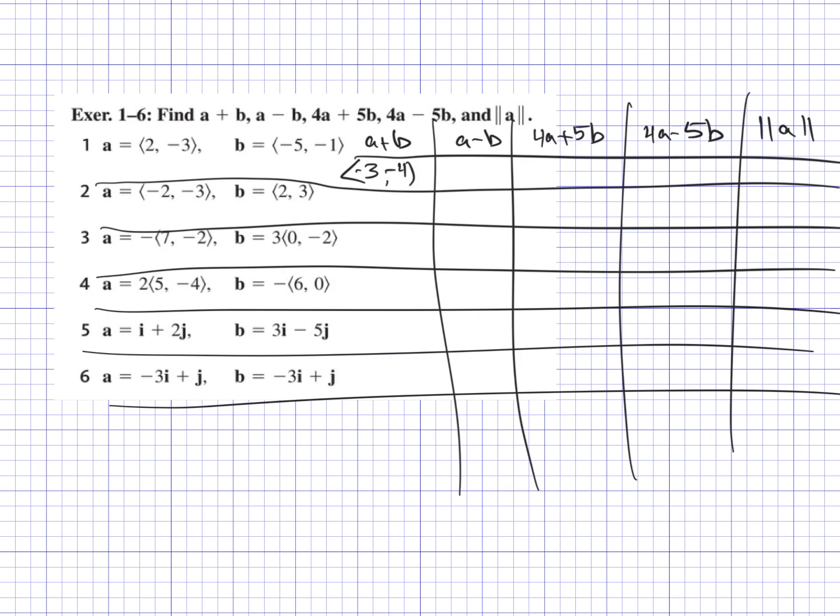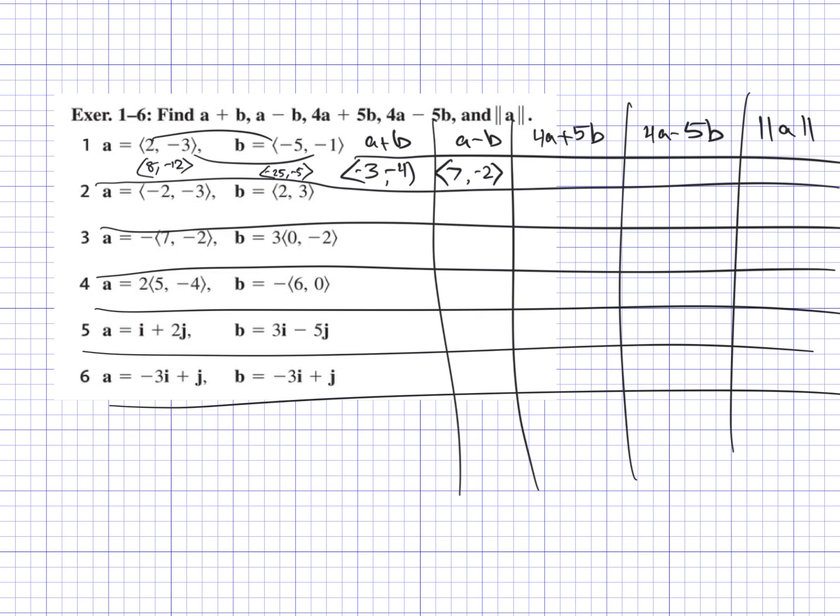A minus b, 2 minus a negative 5. So we're just doing these things, a and b, together here. So 2 minus negative 5 is 7. And negative 3 minus a negative 1 is negative 3 plus 1, or negative 2. 4a, this is going to be 8 and negative 12. And 5b would be negative 25 and negative 5.